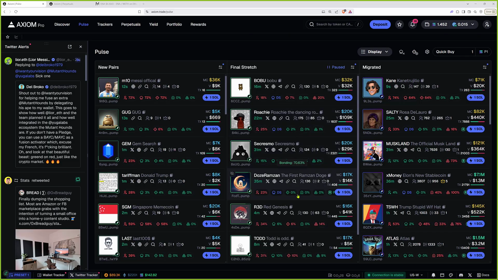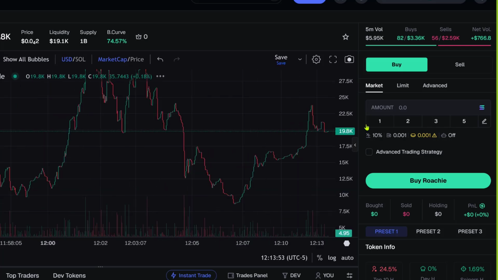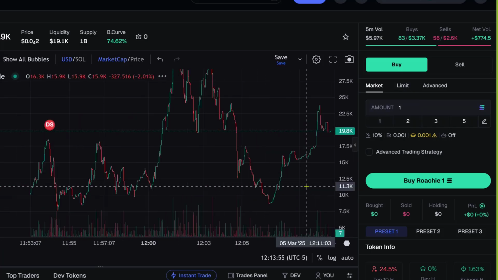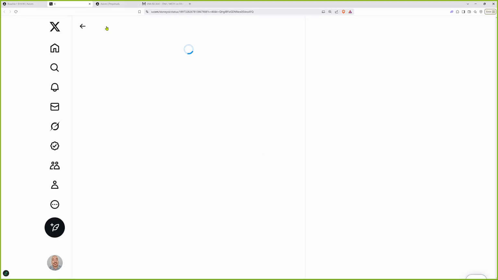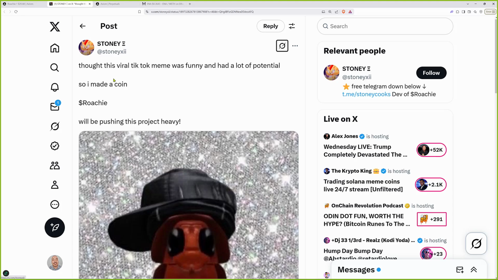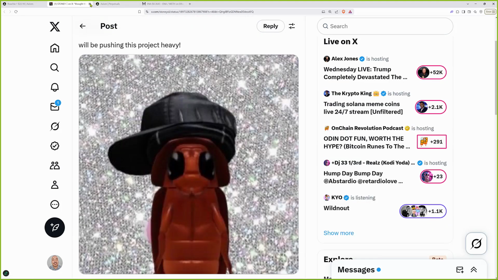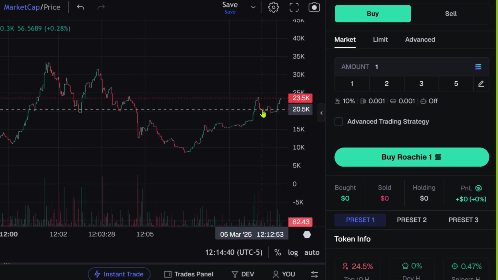I'm taking a look at Rochi again, and he seems to be getting some life. I like that the dev's out. The holders seem to be maintaining themselves. The pro traders aren't too bad either, which means those are like real traders. Let's just see here if he dips back down a little bit. Come back down. Come back down to 21.